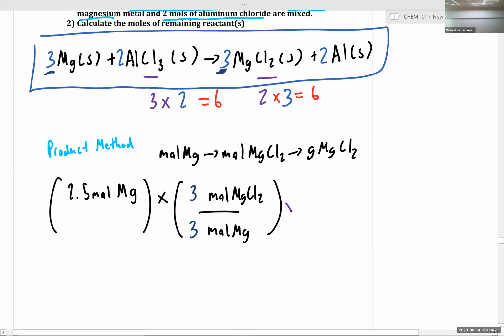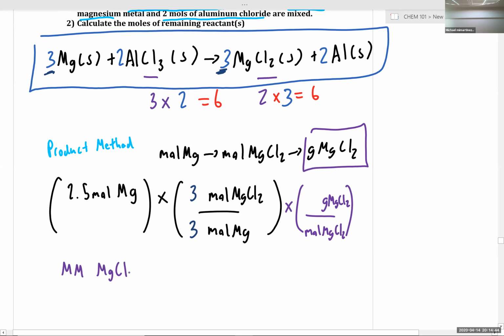And then finally, to calculate the grams of magnesium chloride, we need to know the grams of magnesium chloride per mole of magnesium chloride. Would someone like to quickly calculate on their calculator the molar mass of magnesium chloride and tell that to me, or type that in the chat?